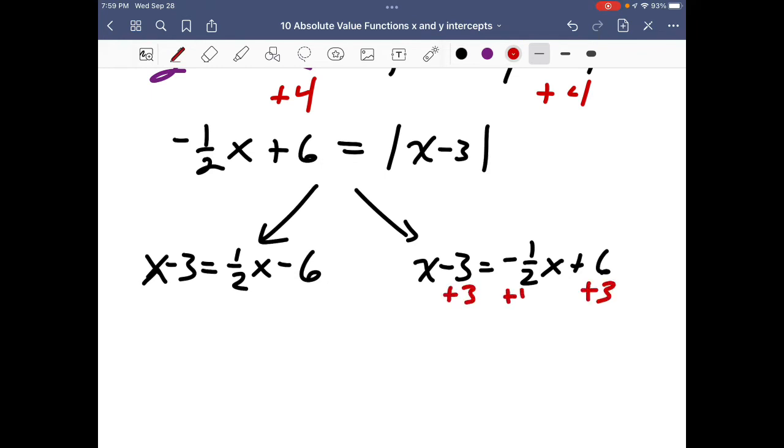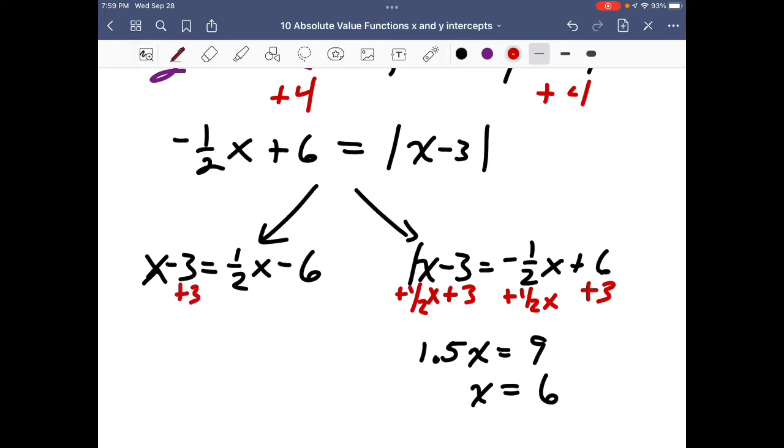In this equation I'm going to have to add 3, and I'm going to have to add a 1/2 x. I know it's a fraction, but that's what you got to do. If I add a 1/2 x to 1x, I get 1.5 x. And when I add 3, I get 9. Eventually divide both sides by 1.5, and it actually shakes out pretty nicely to be 6.